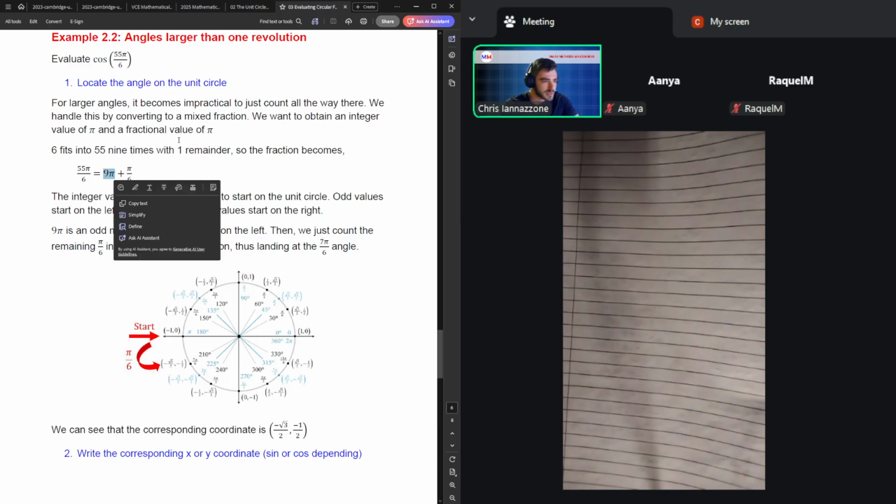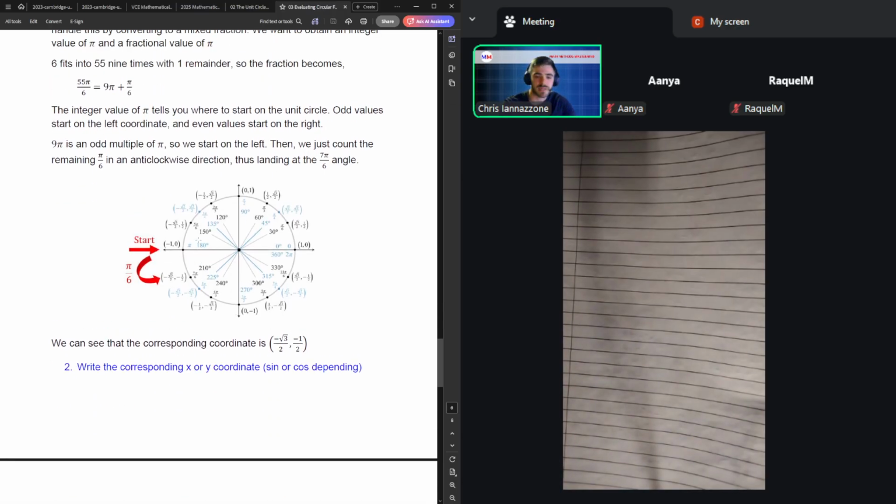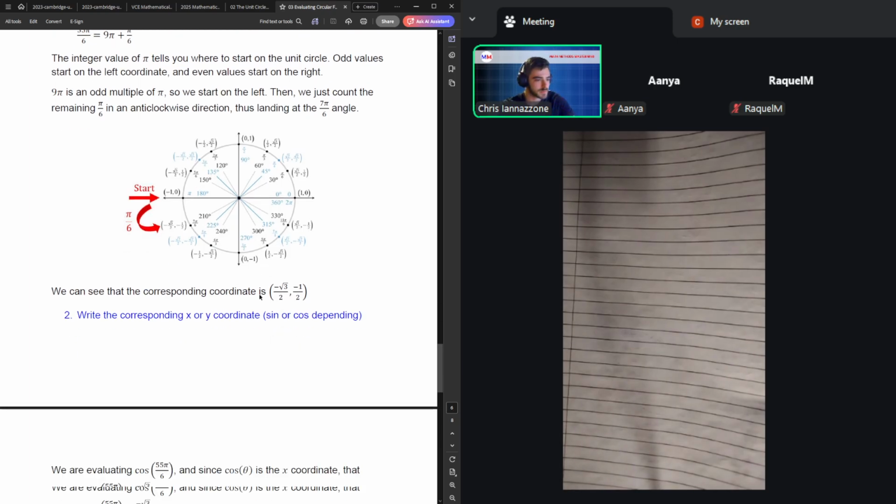This whole number that you have, the integer value of pi, you look at whether it's odd or even. In this case it's odd, so we start on the left-hand side. And all we do from there is count whatever's left over. So it greatly minimizes the amount of times you have to count around the unit circle.